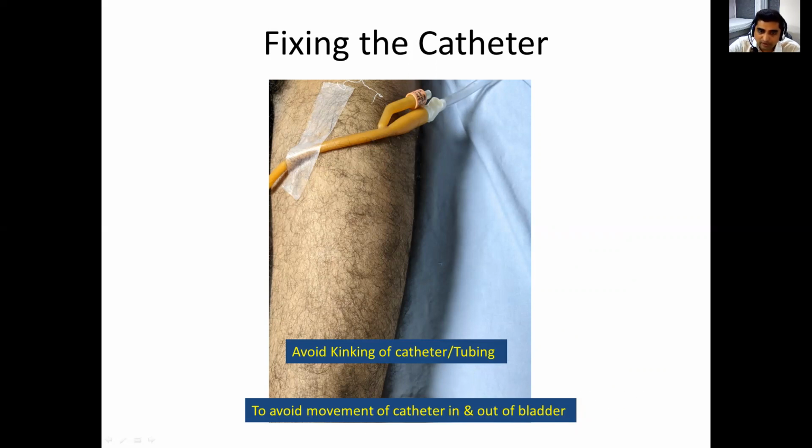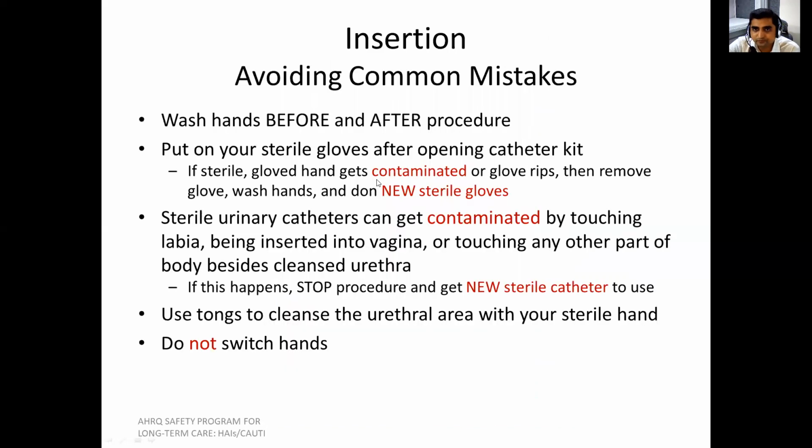Fixing also prevents kinking of the catheter and tubing, and maintains unobstructed urinary flow. So it will also decrease the risk of ascending infection. This is a simple tape, but there are catheter fixers and other sophisticated dressings also available. Basically, our aim is that it should be fixed on the medial aspect of the thigh to prevent to and fro movement and to prevent obstruction or kinks.